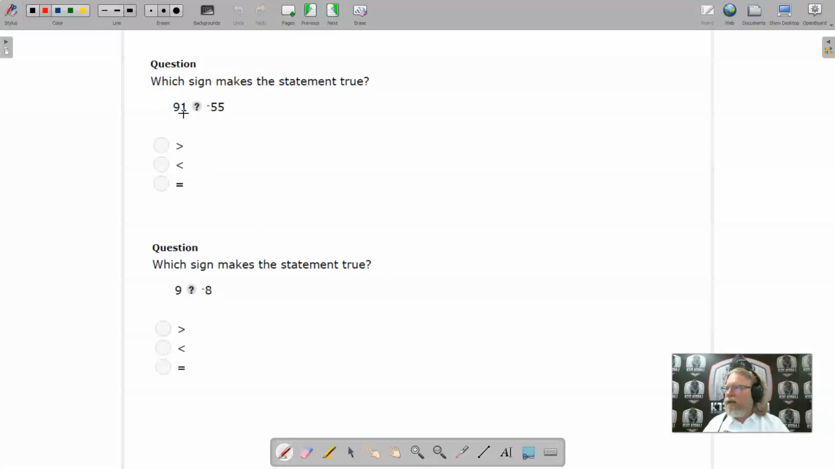And our next one here, I was expecting it to go to the word problems. I guess I got a couple more left. So, positive and negative. This is going to be easy. Positive numbers are always greater than negative numbers, so we're going to use the greater sign. 91 is greater than negative 55. And here we have another positive negative situation. We know that all positive numbers are greater than negative numbers, so 9 is going to be greater than negative 8. So we'll select greater than again.